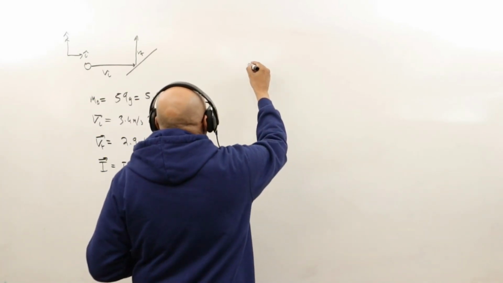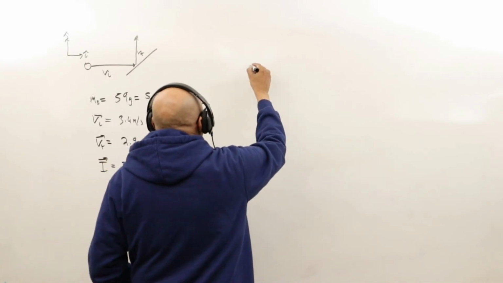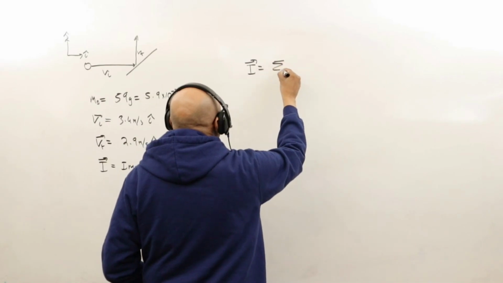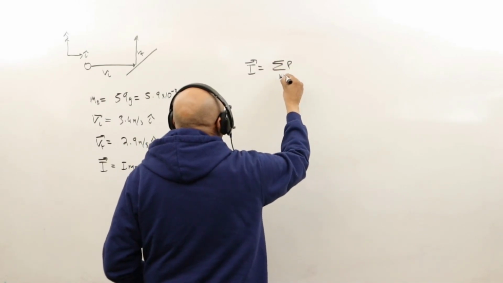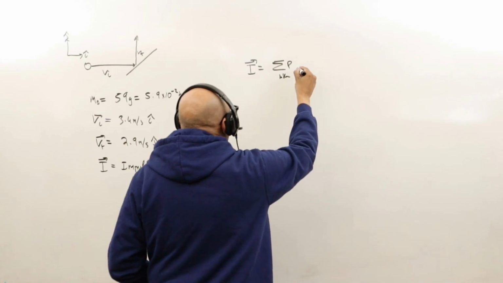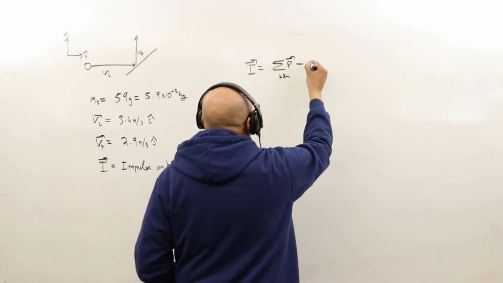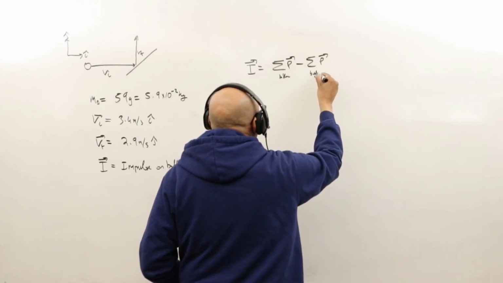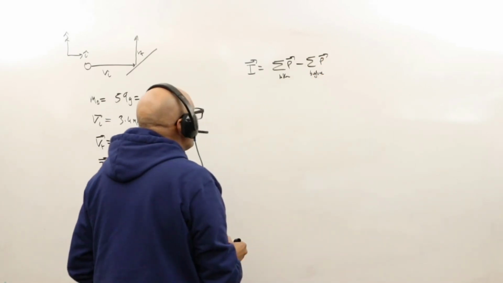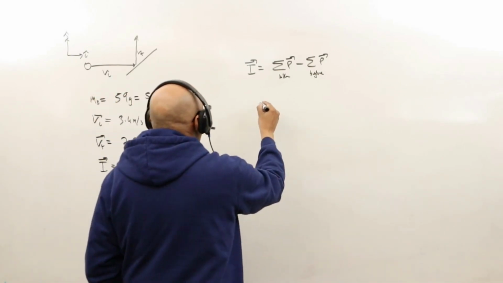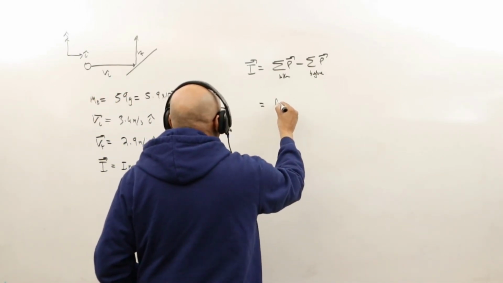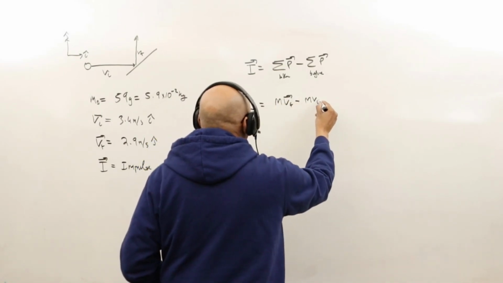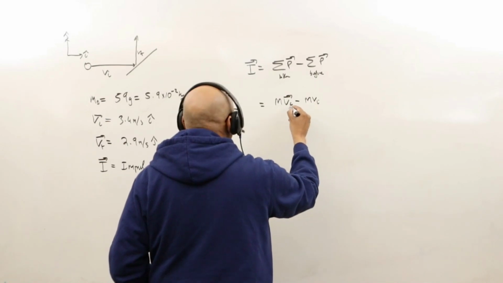So our whole idea is that the impulse I is equal to the total momentum after, or final momentum, minus the initial momentum before. So we can plug this in as m v final minus m v initial. So here's the ball, I called it B.